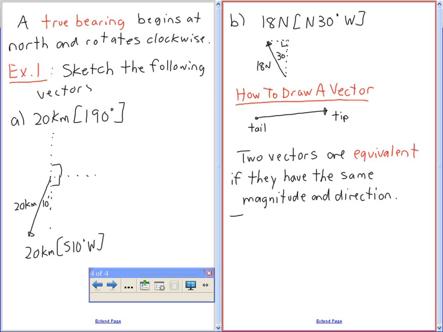Two vectors are opposite if they have the same magnitude in opposite directions.